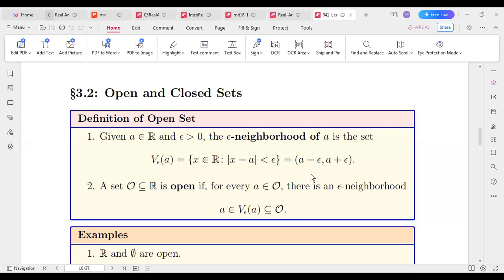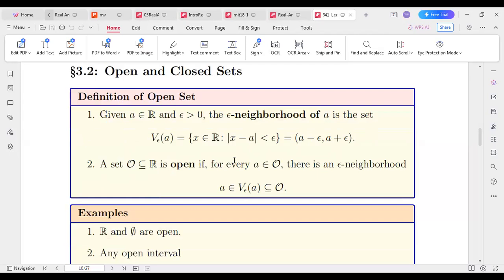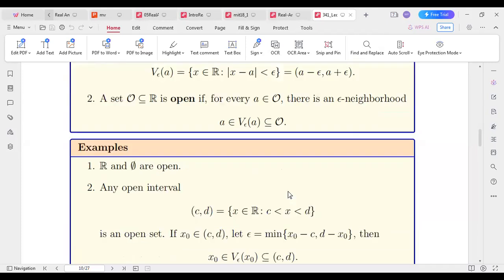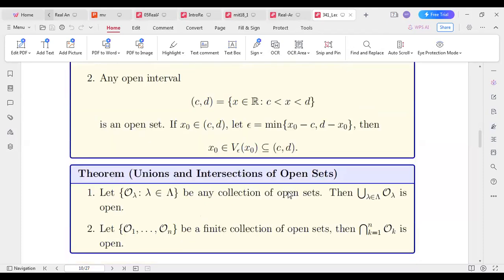So we can define open and closed sets in this way also. Let a belong to R and epsilon greater than 0. The epsilon neighborhood of a is this set. And a set O is open if for every a belonging to O, there is an epsilon neighborhood V, which is the ball with radius epsilon and center a, contained in O. So this is also the definition of open and closed sets.